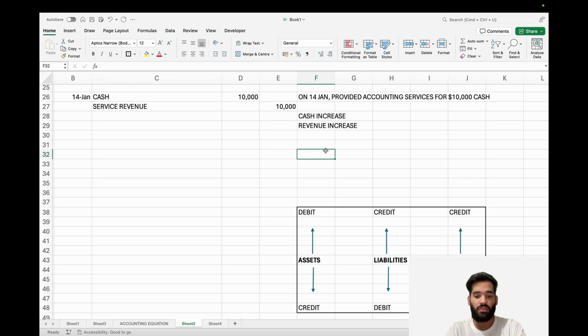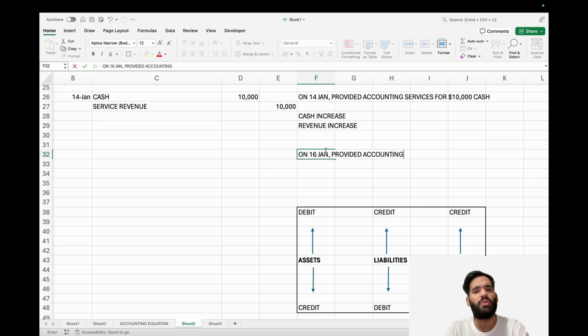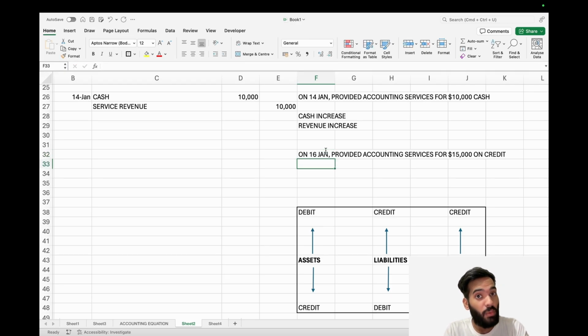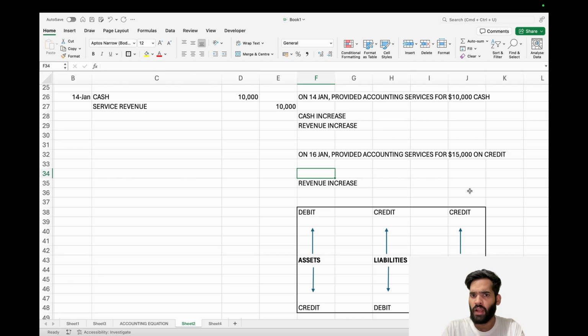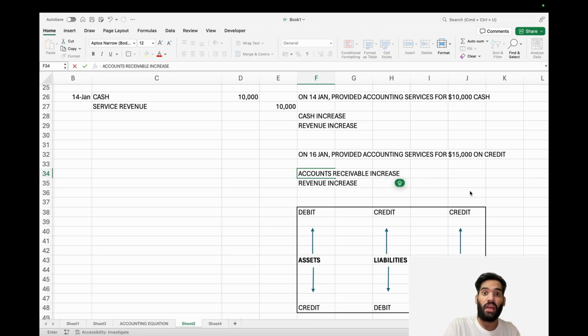Okay. Next one, if I say on 16th of January, we again provided accounting services, but this time not for cash. For, let's say, $15,000 on credit. That means the customer promised to pay money later. So again, we'll think logically: have I done the work? Yes. And we know the moment we have done the work, it is revenue. That's always the case. But am I receiving the money? No. Will I receive money later? Yes. So if you receive money later, that's called accounts receivable increase, which is an asset, by the way.